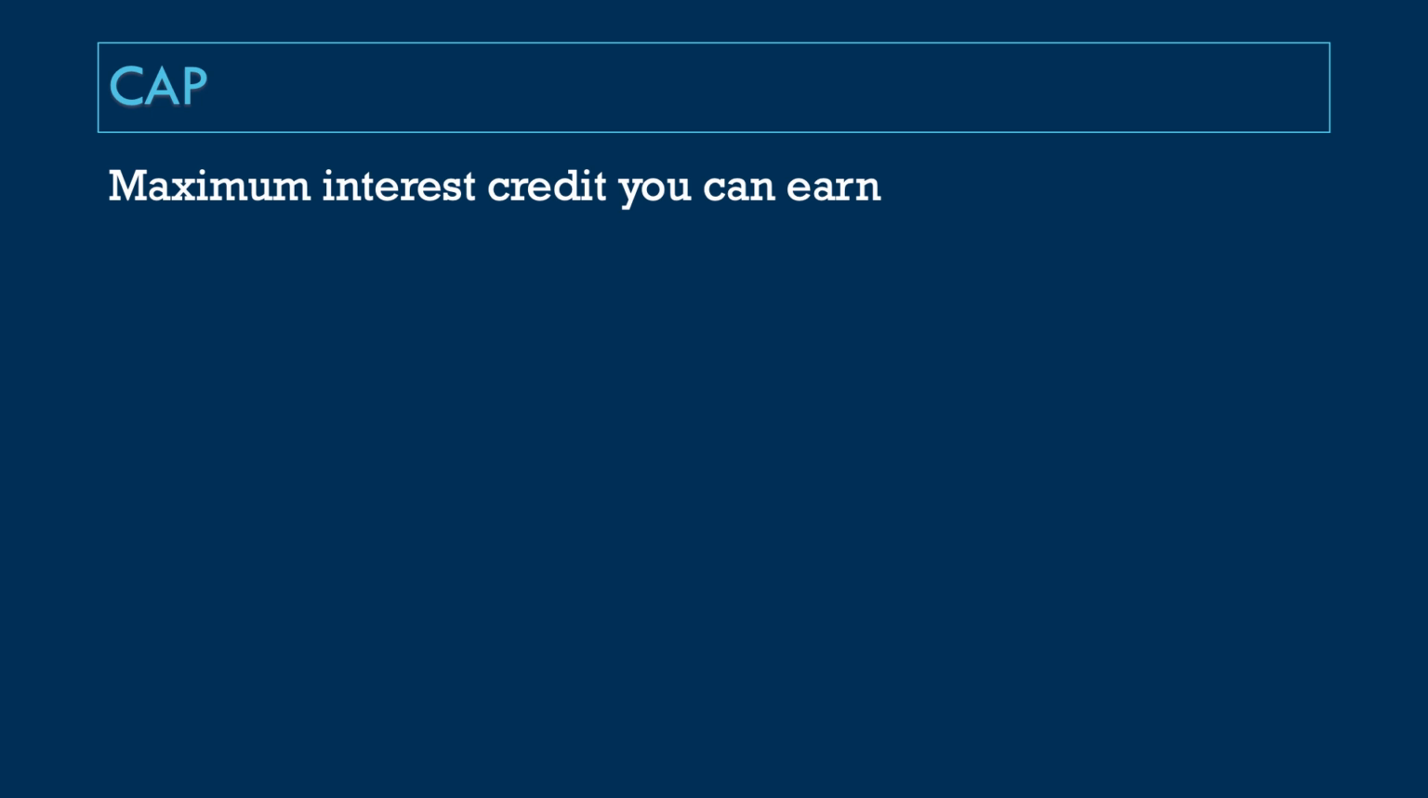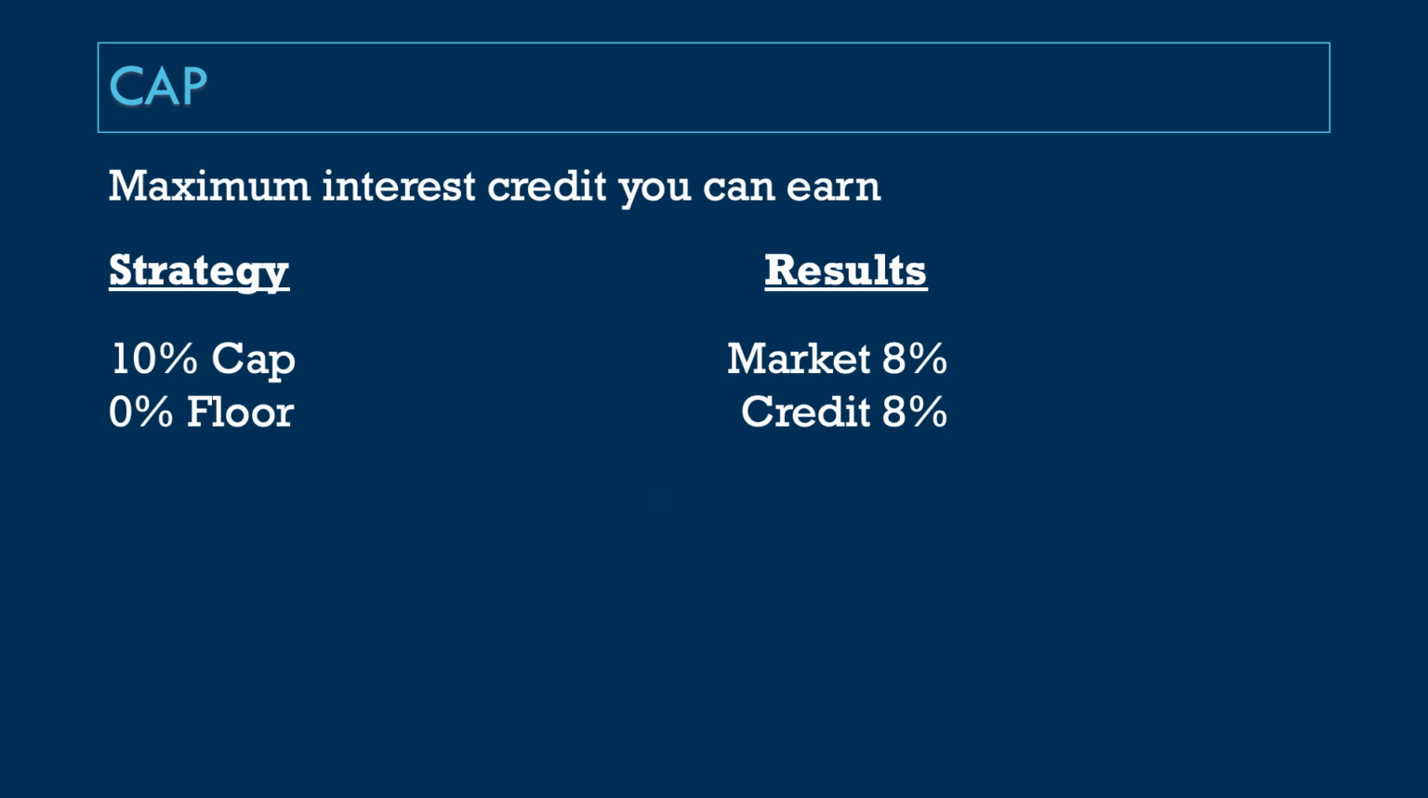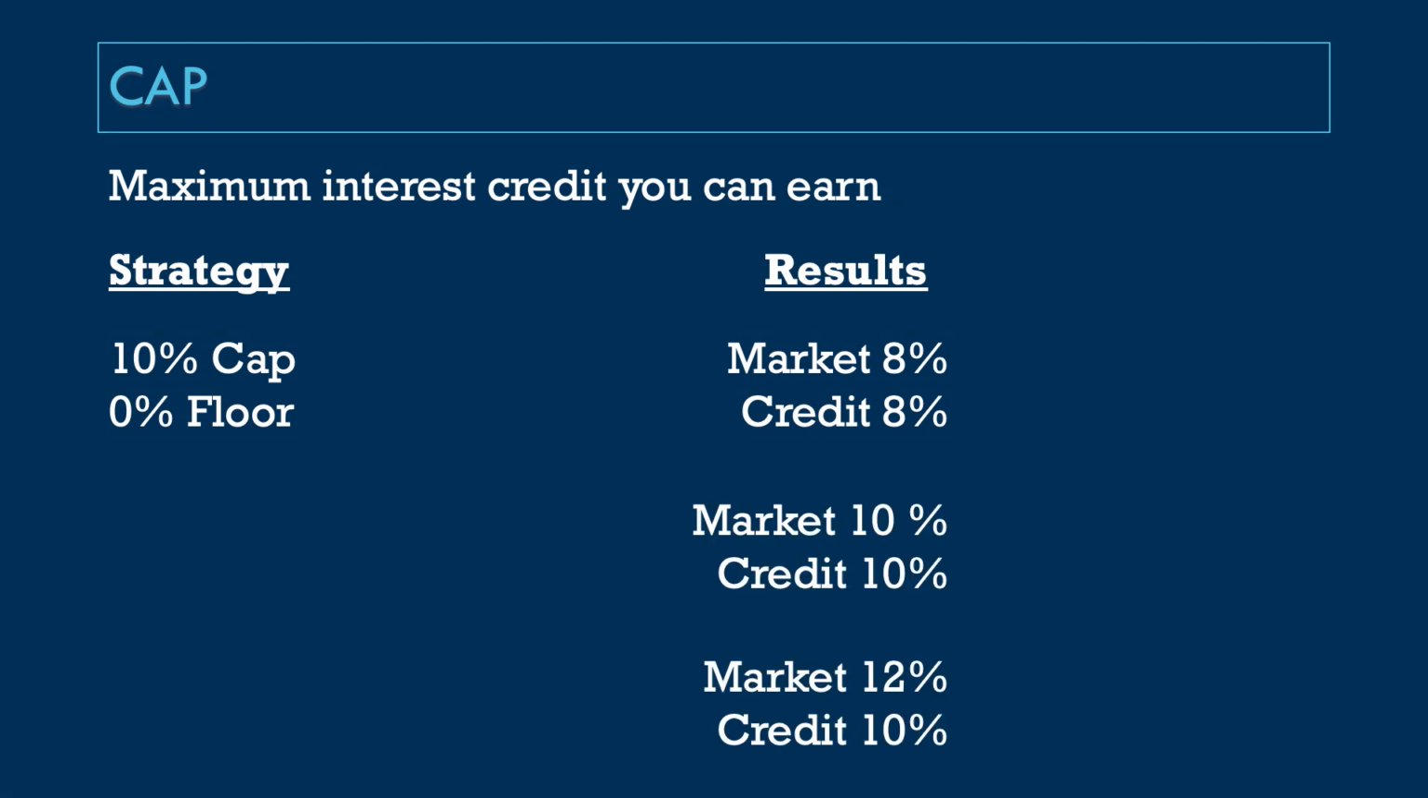The most common option you will encounter is the cap strategy. A cap is the maximum interest credit your policy can earn in a specific period, usually annually. For example, let's say the cap is 10%. If the market grows by 8%, you're going to get an 8% credit because it is within the range of 0 to 10%. Now, here's what you have to understand. If the market grows by 12%, you can't go above the cap, so you will get a 10% credit.